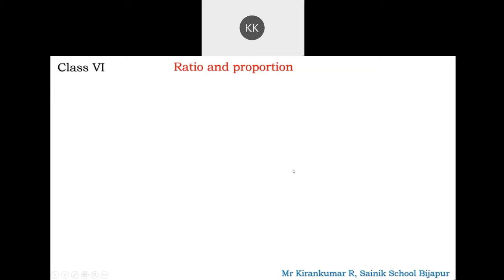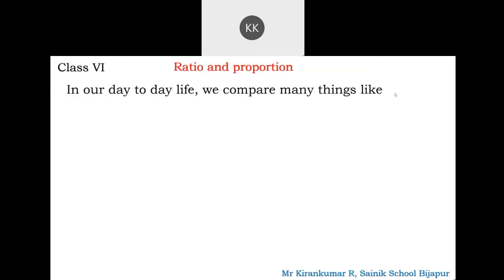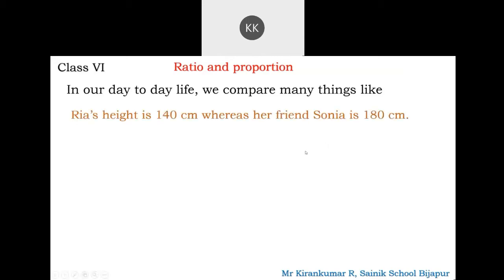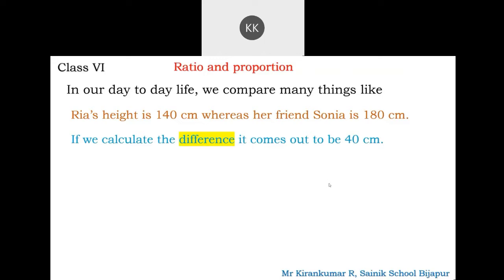We know in our daily life, we compare so many things. Like, Ria's height is 140 centimeter, whereas her friend Sonia's height is 180 centimeter. Here we can compare their heights. We can say that Sonia is taller than Ria. How much taller is she? That can be found by finding the difference. We calculate the difference and it comes out to be 40 centimeter. This is how we compare.